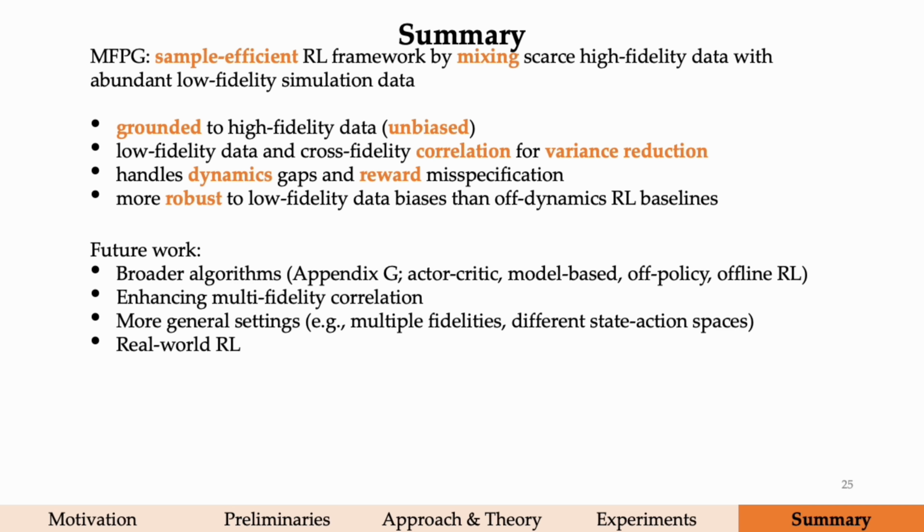Future work includes a few directions. First, in Appendix G of the paper, we discuss extending MFPG to broader algorithms and settings, for example, to actor-critic methods, model-based RL, and more generally off-policy and offline RL variants. Second, a central driver of MFPG's gains is cross-fidelity correlation. So, an important direction is to actively enhance that correlation through better coupling strategies, better low-fidelity model design, or learned mappings that align the 2 fidelities.